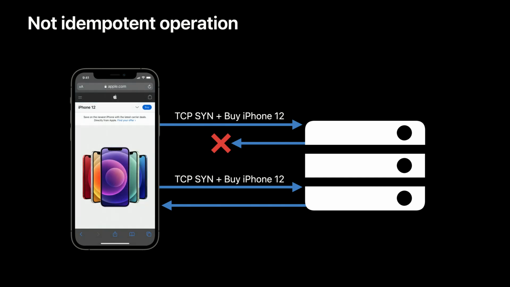Now, let's say the user is trying to buy a new iPhone 12. The HTTP request sent for this operation is not an idempotent request. It could result in multiple transactions if the request goes to a different server each time when the data is replayed over the network. Keeping that in mind, let's talk about TLS 1.3.